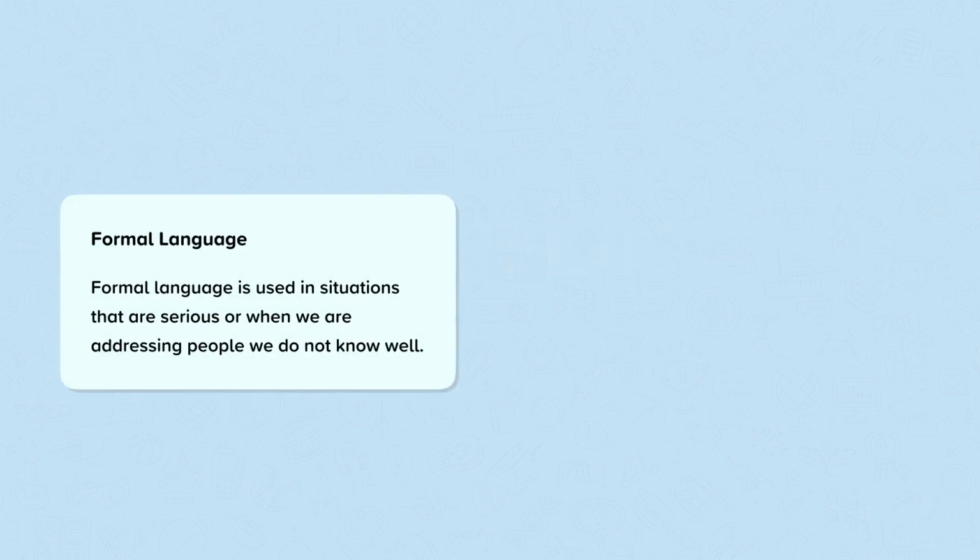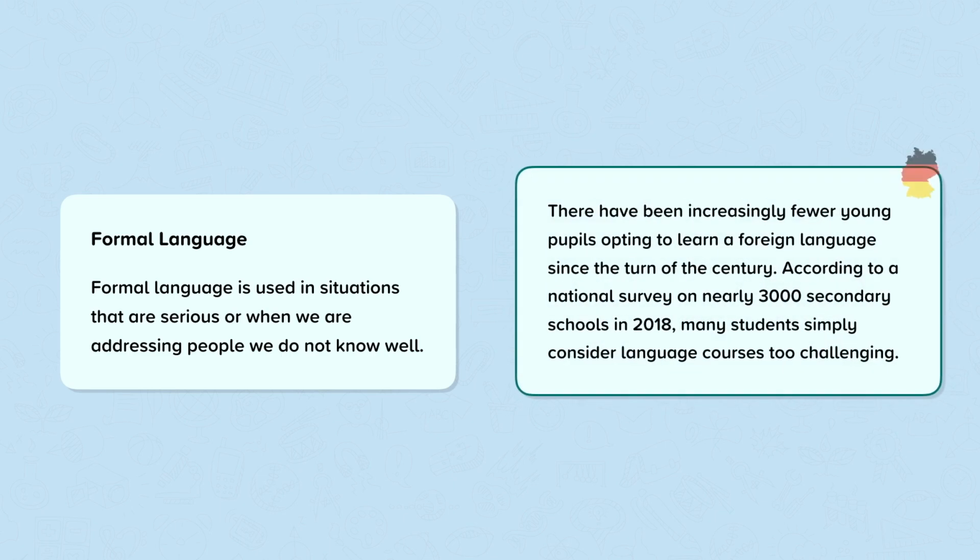In this nugget, we're going to learn about formal and informal language. We use formal language in situations that are serious or when we're addressing people we do not know well. Let's read an example of formal language.